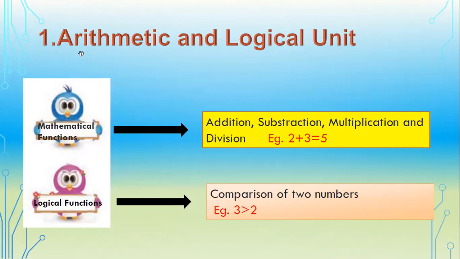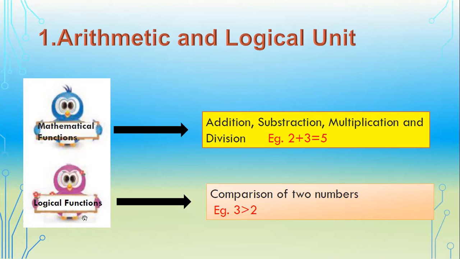Here is the first one, arithmetic and logical unit. This word arithmetic means mathematical functions. Dear students, do you know what the basic mathematical functions are? Can you remember? Here they are: addition, subtraction, multiplication and division. For example, 2 plus 3 equals 5. That means here is the addition. Therefore, mathematical functions or arithmetic functions are done using this ALU in the CPU.